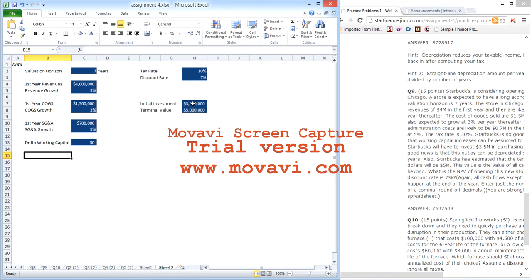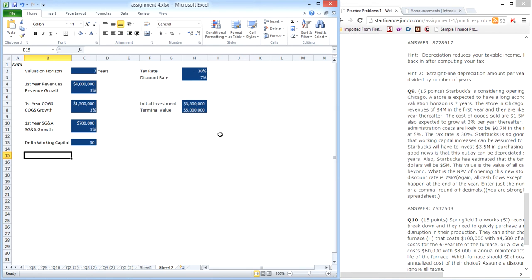We have an initial investment of 3.5 million, a terminal value of 5 million, and two more pieces of information that we need. Tax rate is 30%, discount rate is 7%.